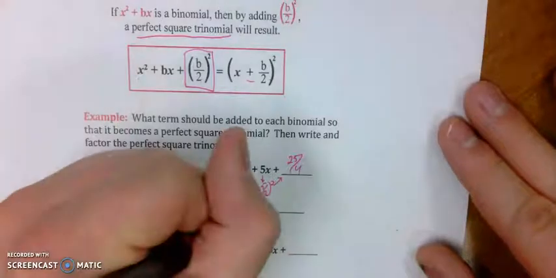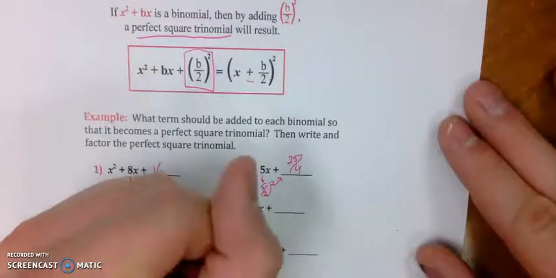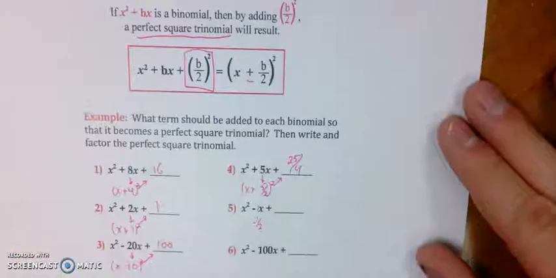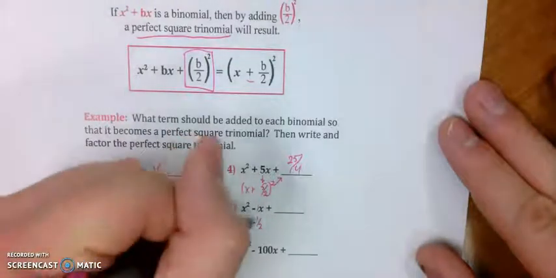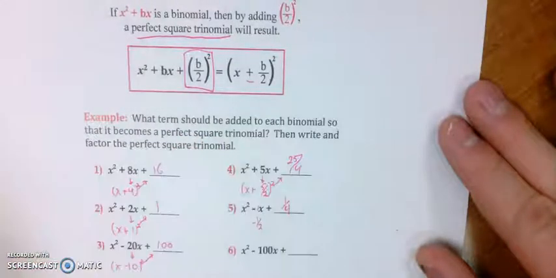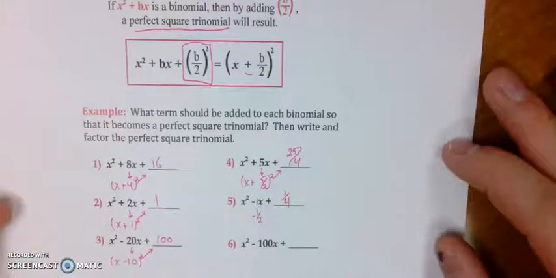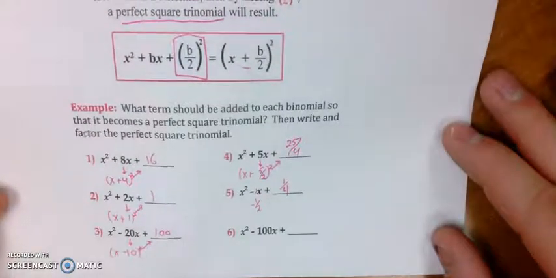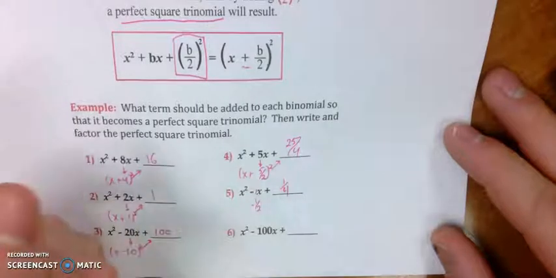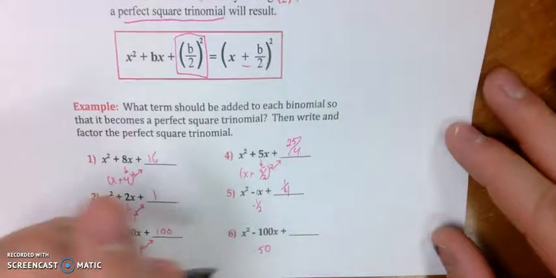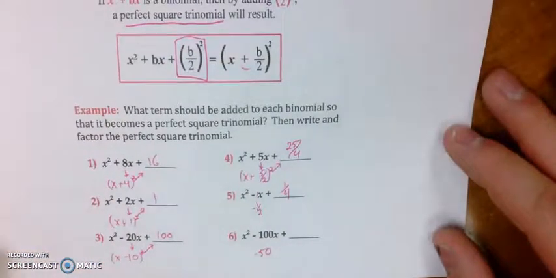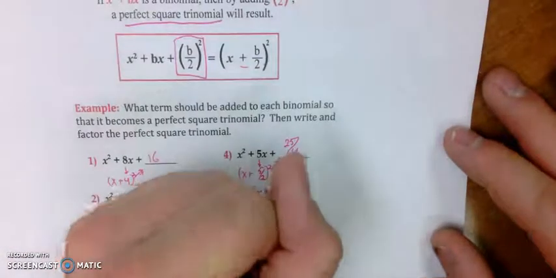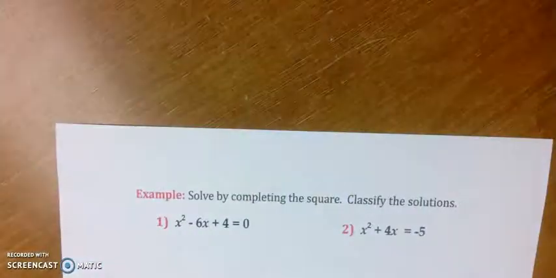Number 5, this is technically a -1 attached. Chop that in half is a -1/2. Square that. 1 squared is 1, 2 squared is 4, so plus 1/4. And then lastly, we'd have -100. We chop that in half. We get -50. We then square that, and we go on our merry little way. All right, so let's put that to work now to solve these.